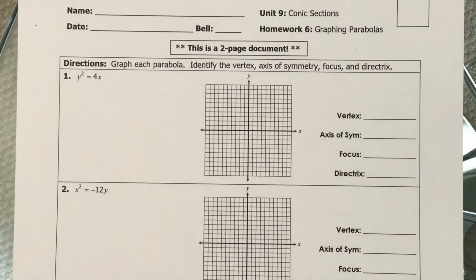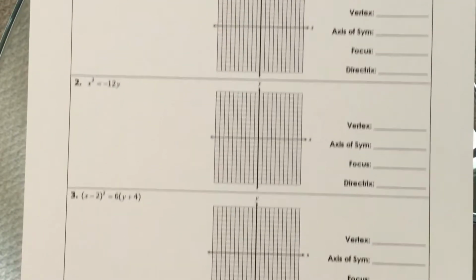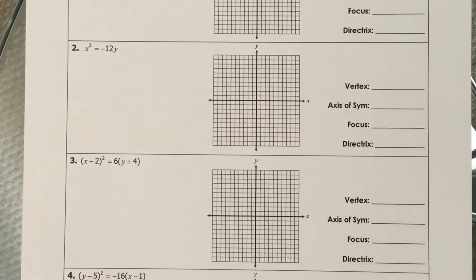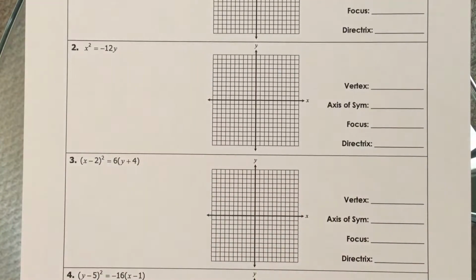Homework 6 is on graphing parabolas. So we're going to start with number 3. I want to make sure that we end up with one that's vertical and one that's horizontal. All right, so we have our standard form. This one's already basically in the standard form.